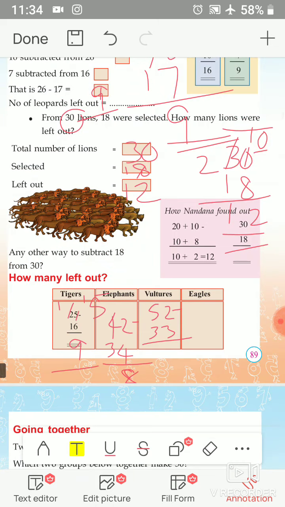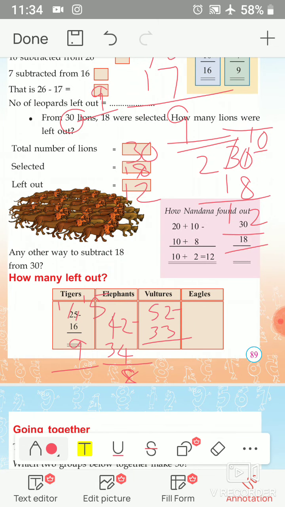Here, 52 minus 33. Here also 2 minus 3 is not possible. So borrow from the 5. That is, 5 becomes 4. That is, 52 minus 33 is 19.